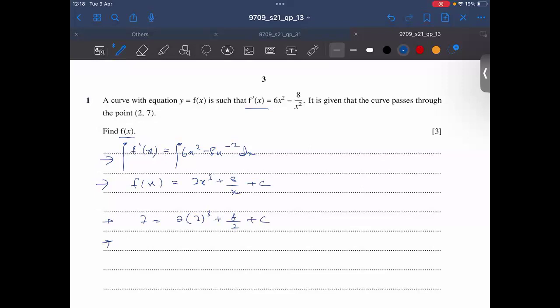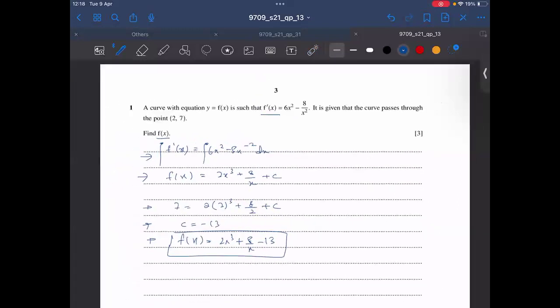2 to the power of 3 is 8 times 2, 16. Basically, 8 times 2, 16 plus 4, 20. 7 minus 20 is minus 13. I'm going to rewrite down the equation. F of x is equivalent to 2x cubed plus 8 over x minus 13. Is it clear or not? Yes, sir, clear.